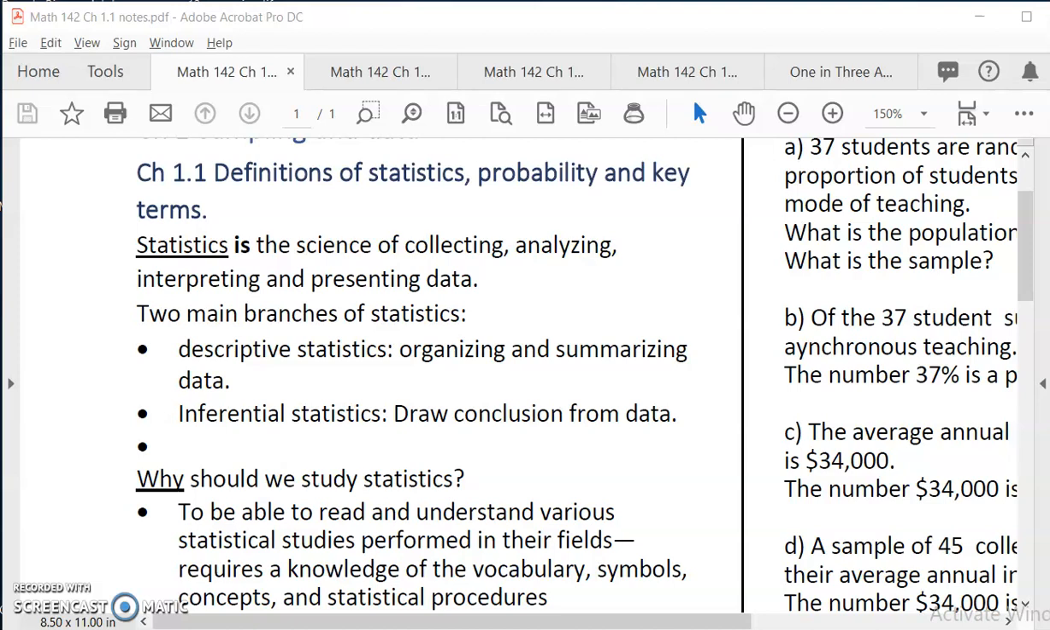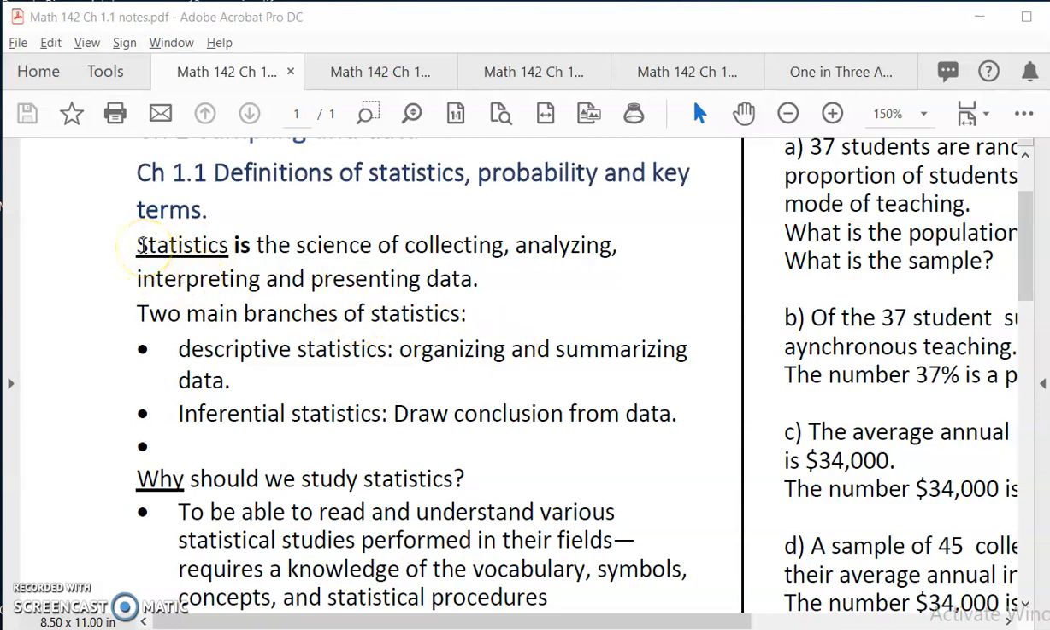Hello, statistics student. In this video, we're going to cover chapter 1.1. We'll talk about some key terms, what statistics is about, what the purpose of studying statistics is, and also some examples. So first is defining what statistics is.